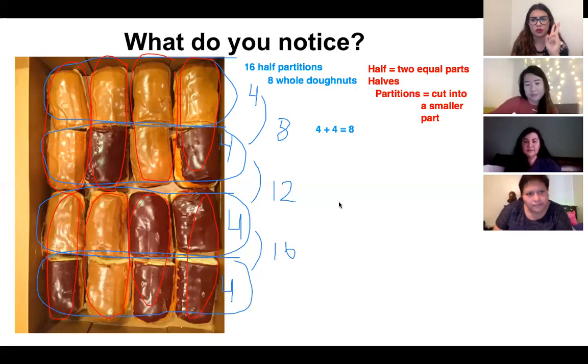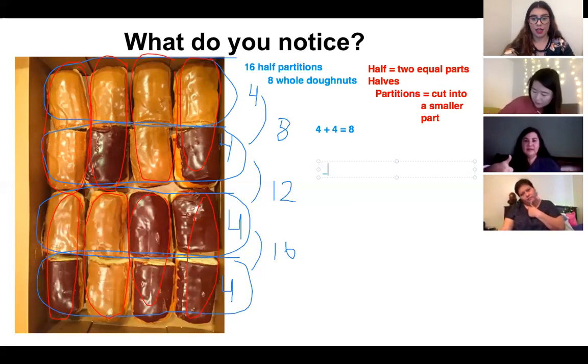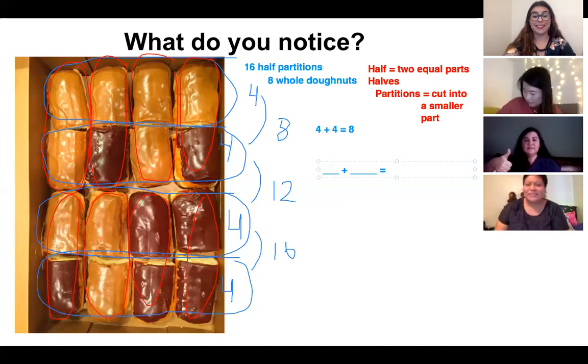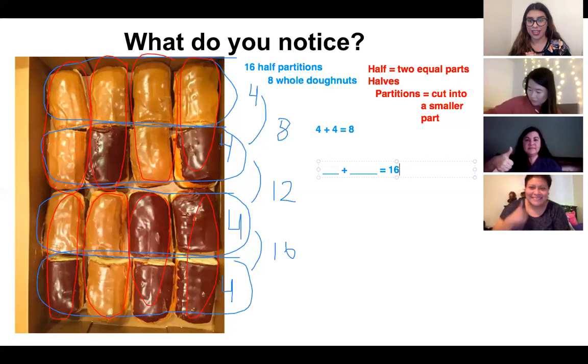Okay. Notice that there are those two flavors. So let's write a number sentence using those two flavors. When you have an idea, just put a thumb up on your chest. So our equation would be written: an addend plus another addend is going to give us 16, because that's how many pieces we have all together, 16 pieces. Ms. Hernandez, you have an idea?